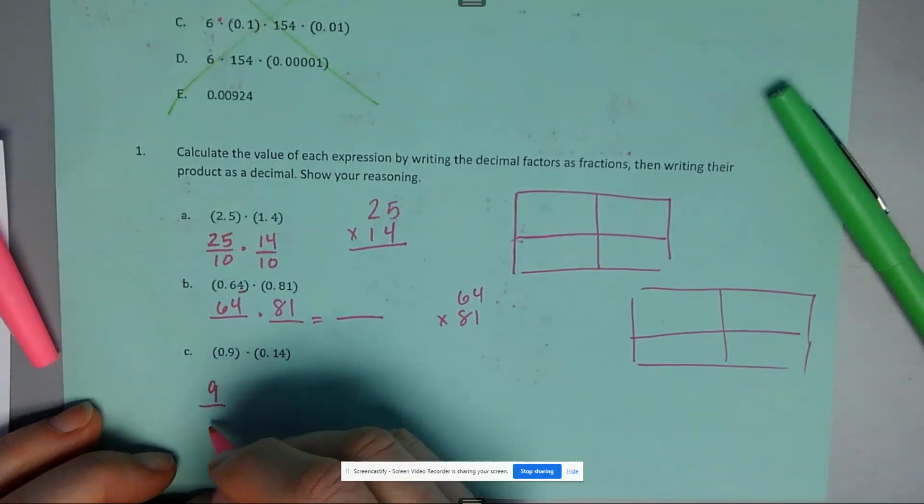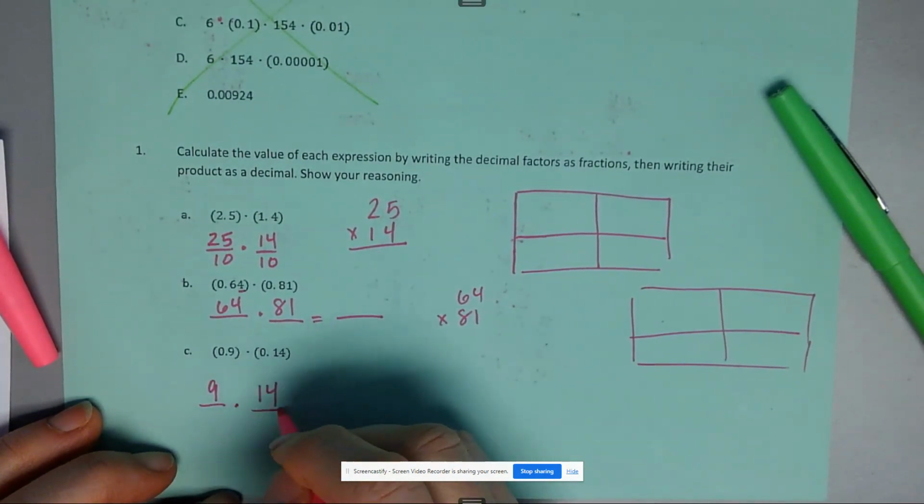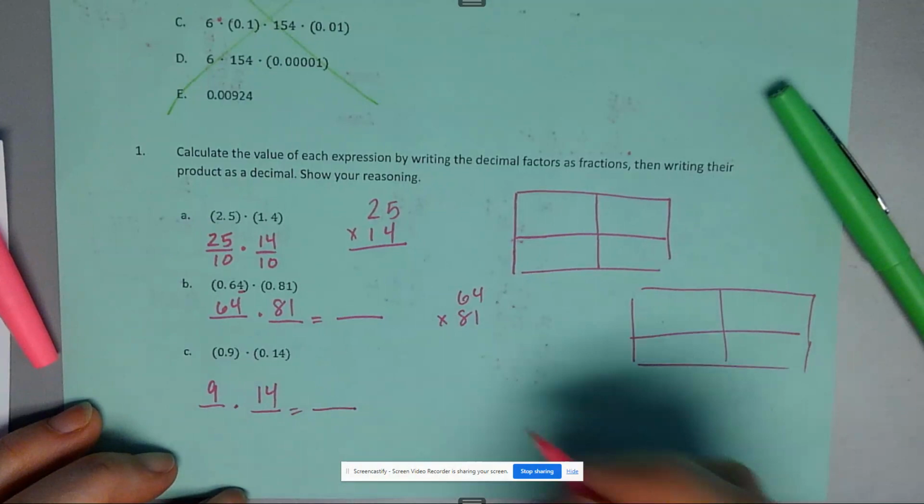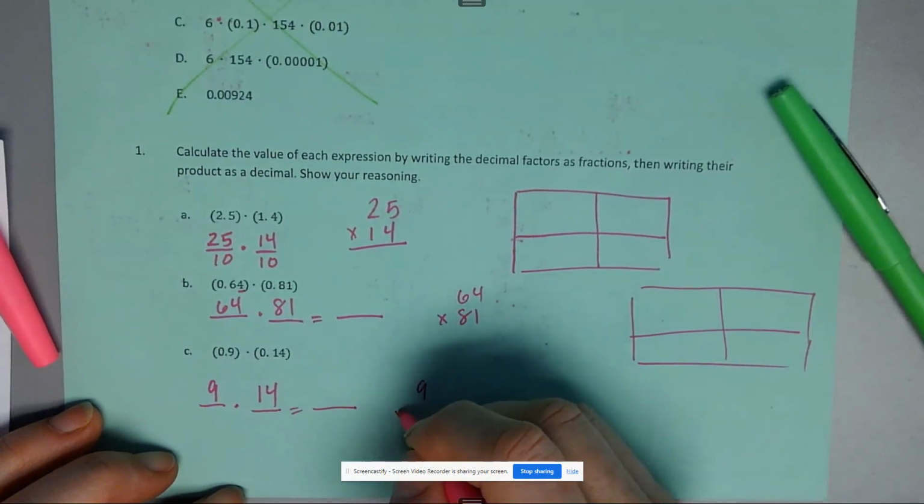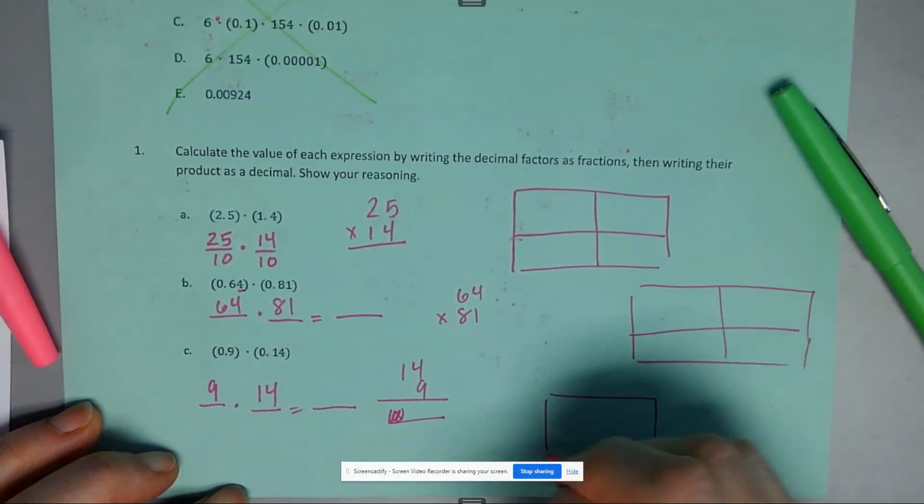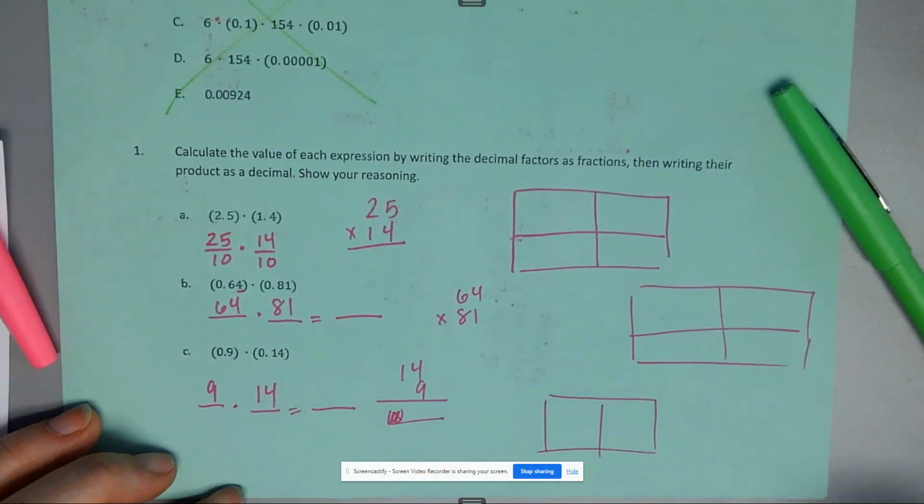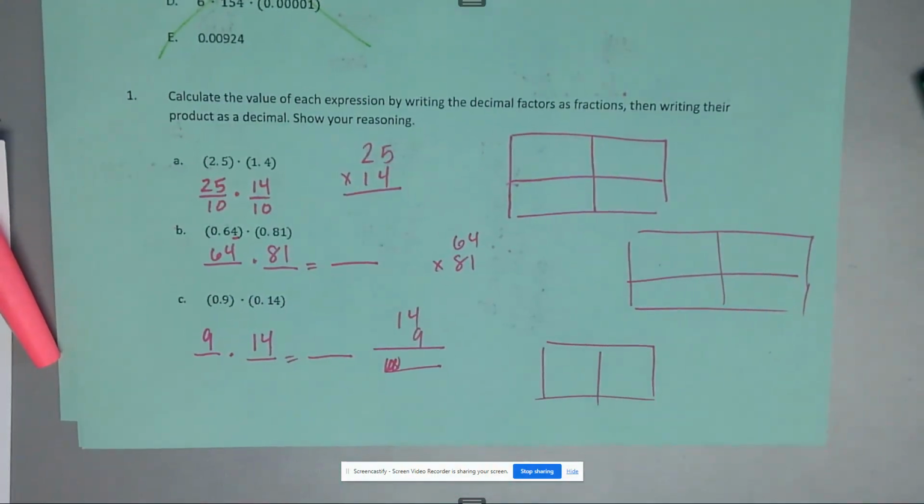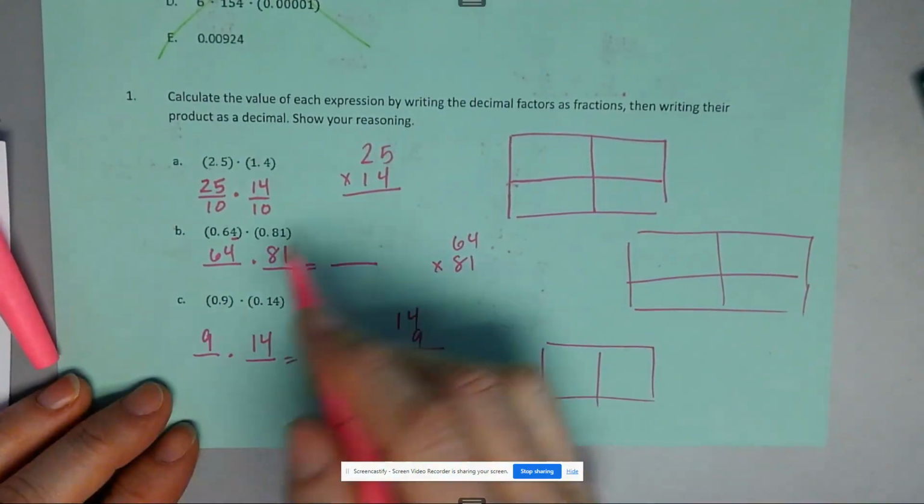And this is 9 over something times 14 over something equals something over something. So 9 times 14, sorry, that's in the wrong place. 9 times 14. Okay, so you're going to work on those before you go on and check your work.